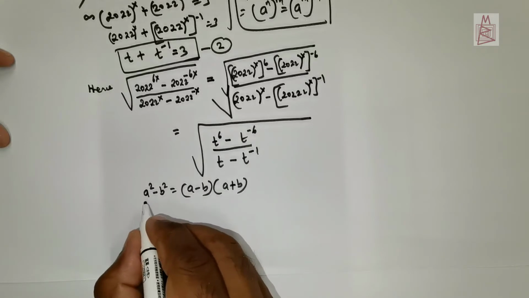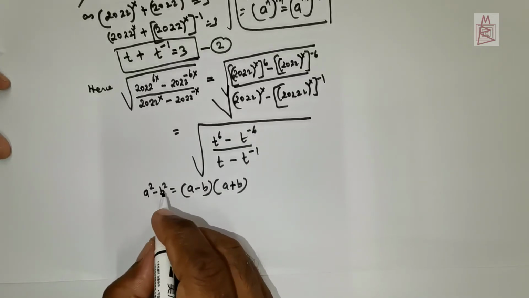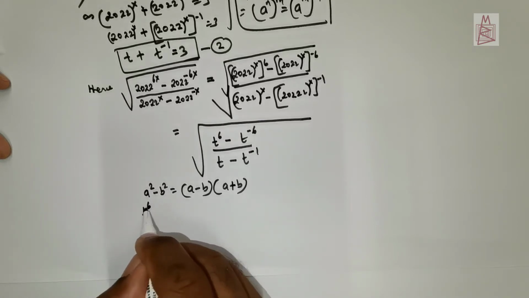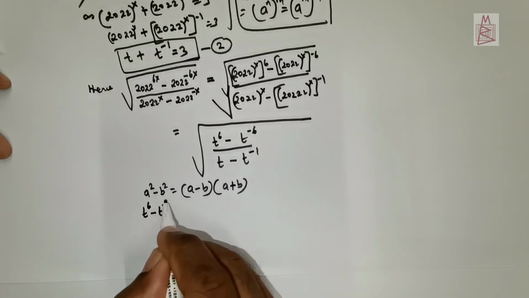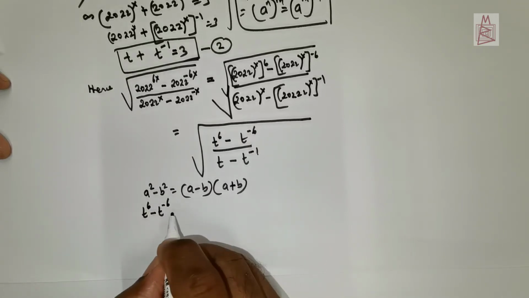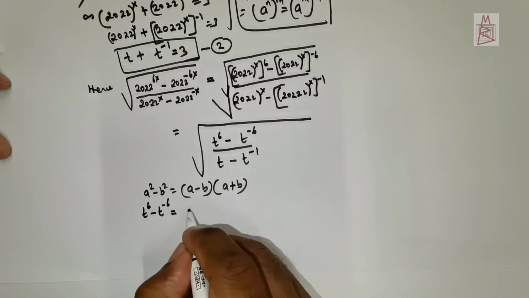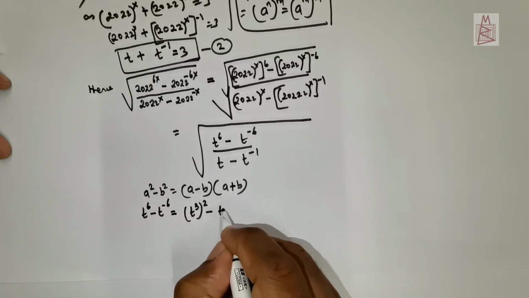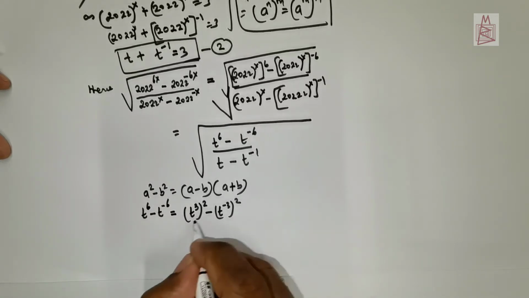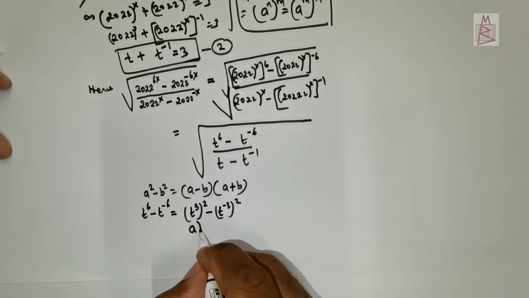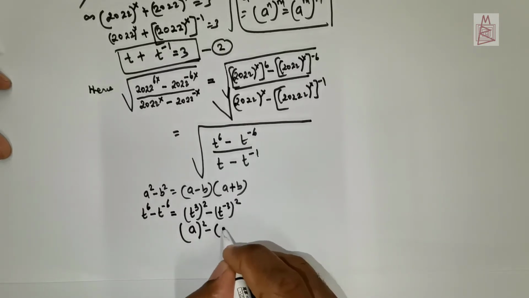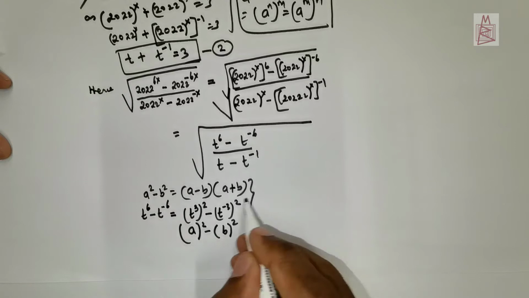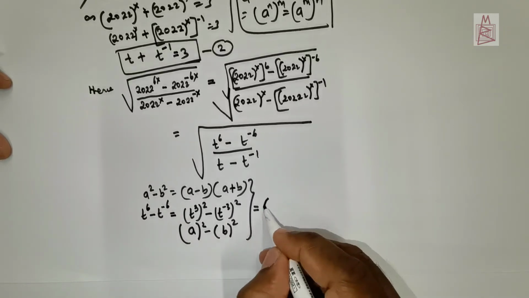Now, if in place of a and b, instead of a squared, I have something like this: t power 6 negative t power negative 6. How do we write this? I'm going to rewrite this as t power 3 raised to the power 2 negative t power negative 3 raised to the power 2. So this is actually my a squared, negative, this is my b squared. Are you with me? So by this, I can rewrite this entire component as a minus b.